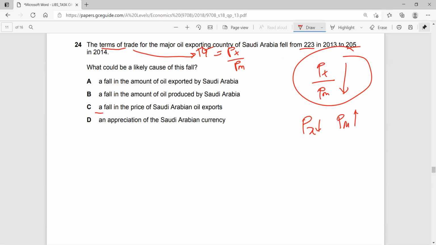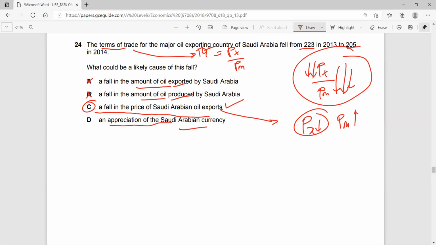Yeah, option C just directly corresponds with this. A fall in the price of Saudi Arabian oil exports. That's exactly what we're talking about. A fall in the price would simply decrease the overall ratio and thus would decrease your terms of trade. A fall in the amount of oil can be linked, but it's not as direct. It's not as true as part C. A fall in the amount of oil produced or exported, again, that's talking about volume or quantity, and we're looking at prices.